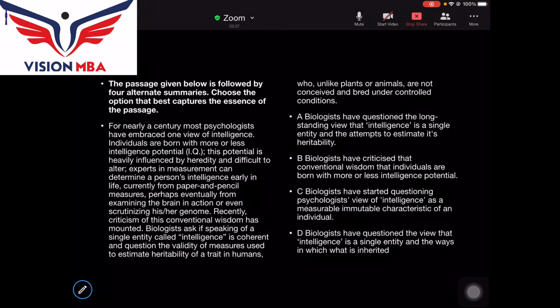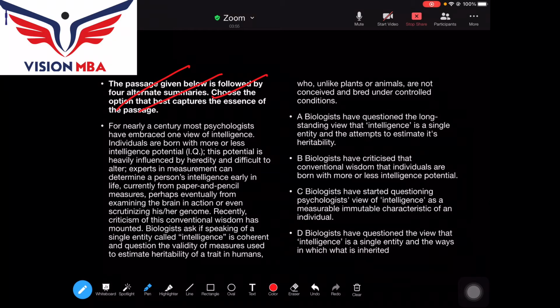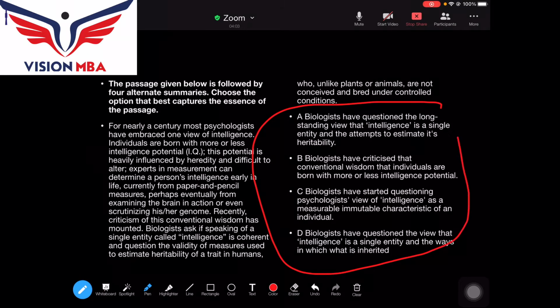The passage given below, this is the question, okay? The passage given below is followed by 4 alternate summaries. Choose the option that best captures the essence of the passage. So basically, they are going to give you similar kind of stuff. The moment you see this kind of question in the examination, you should know that it is a summary based question, and do not waste your time reading the instruction. Okay, so you need to understand the summary. So what I said, first, you will read the options. I'll show you how it goes.